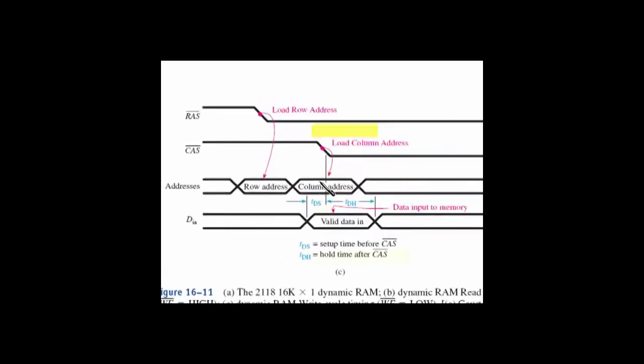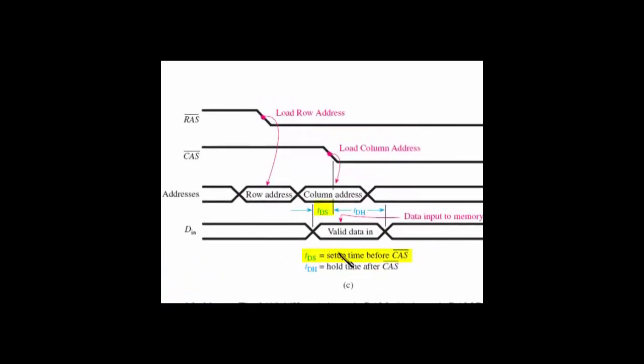But there's a certain length of time, TDS, which is a setup time, where you have to have the data valid at the input before you drop the CAS low. And then there's a time called the TDH, which is the hold time afterwards, where you've got to hold the data valid after the CAS drops low.